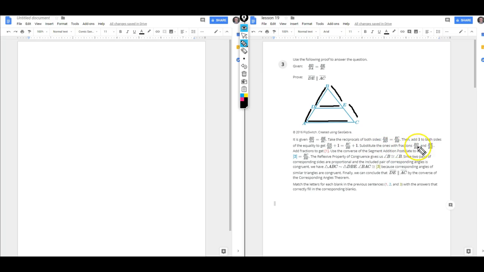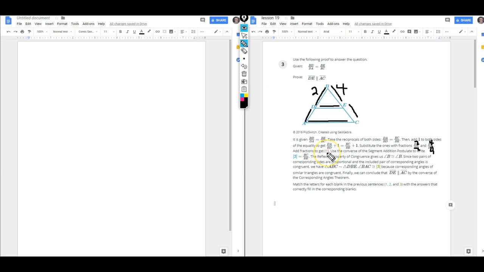Substitute the ones with fractions BD divided by BD. So for example, if this was 2, then this would be 2 over 2, which is a form of 1. And BE, say, was 4, so then 4 divided by 4 would be a form of 1. That's why you can substitute those ones in. The BD is just talking about the measurement of BD, so it's talking about how long it is.